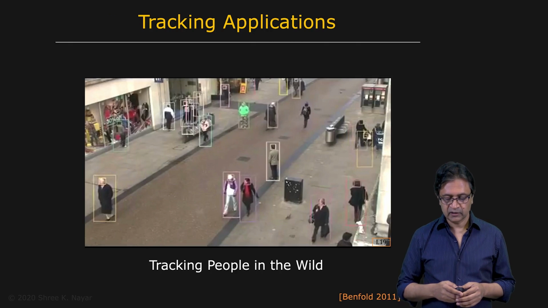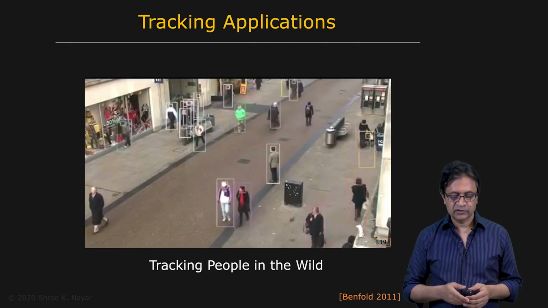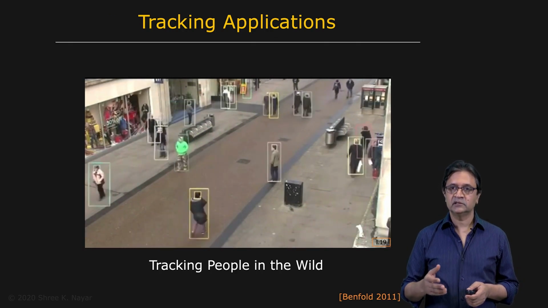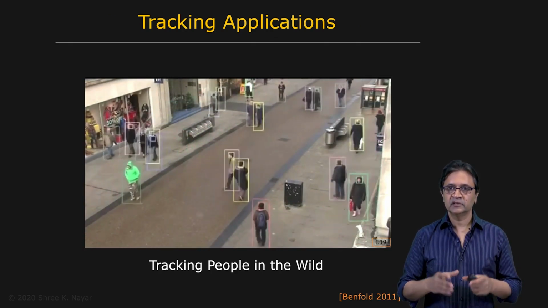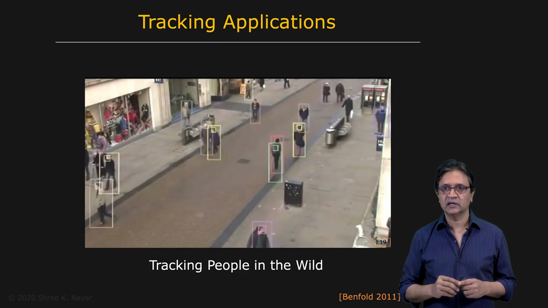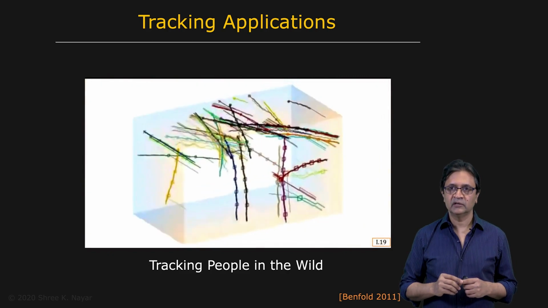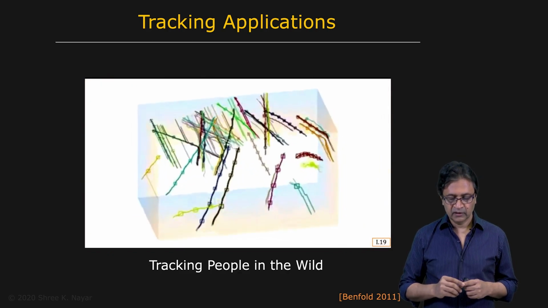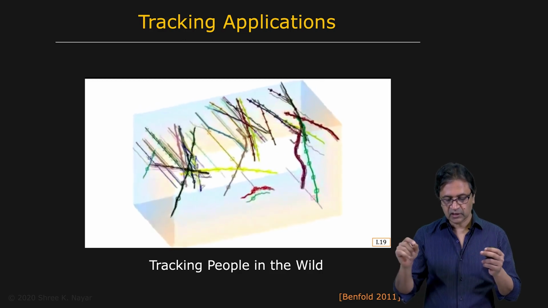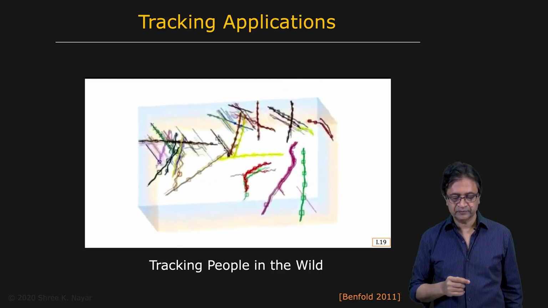Here is one by Ben Fold. This is just tracking people in the wild. You see that most of the people here are detected and tracked very reliably. There's a rectangle around the person, and in fact, there's a smaller rectangle inside the rectangle which tells you where the head location is. Here is tracking. These are the tracks over space and time. Each one of these tracks corresponds to a single person.